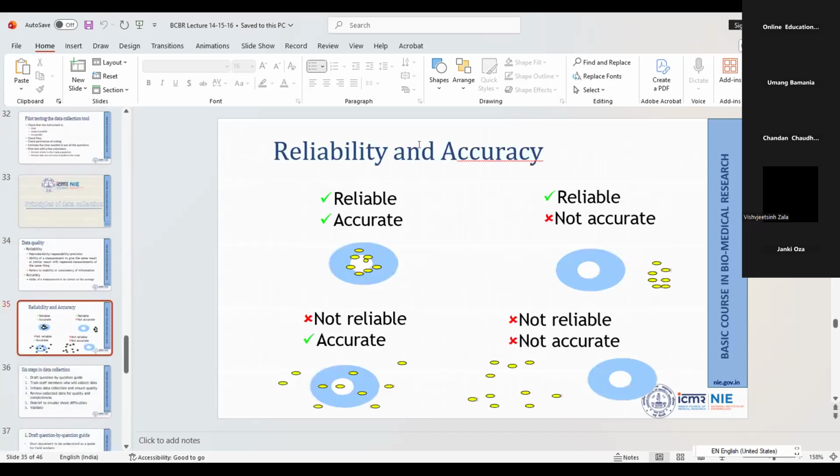So this image shows an example of what reliability and accuracy are. The first one shows that it is reliable and accurate. It gives the same result every time, and a correct result. The second one is reliable, giving the same result every time, but not accurate. What we are going to measure, it is not measuring. And the third is accurate but not reliable. This happens when another investigator uses the data collection tool. The information will be different. So it is accurate but not reliable. The result will be different. Then the last is not reliable, not accurate.